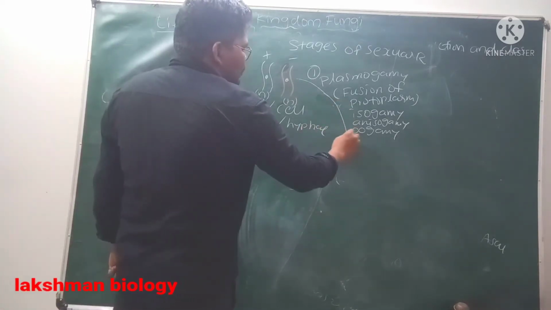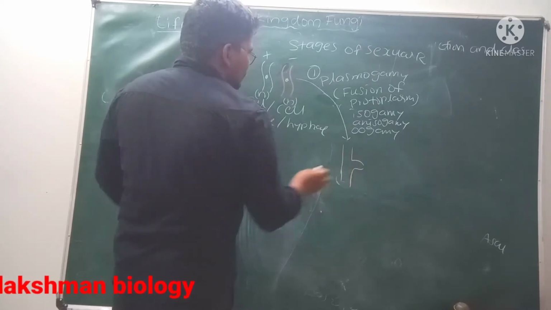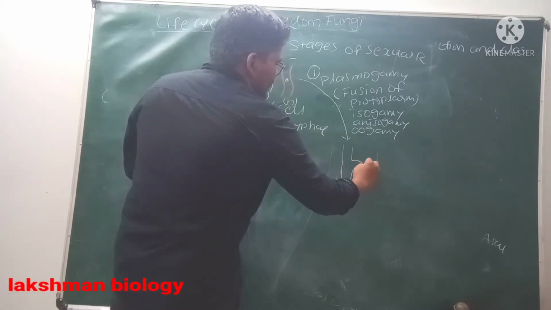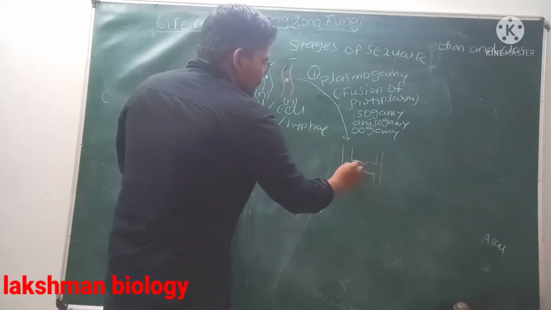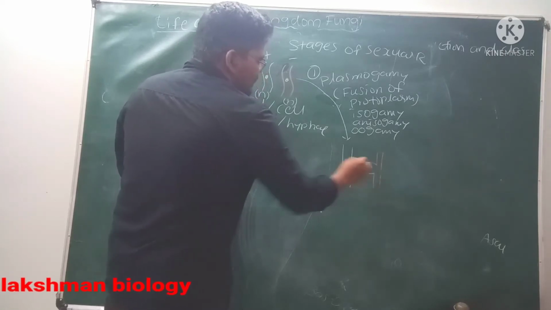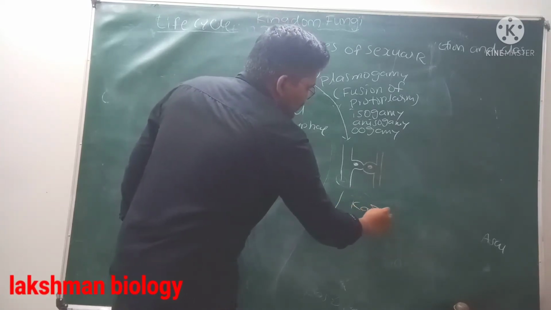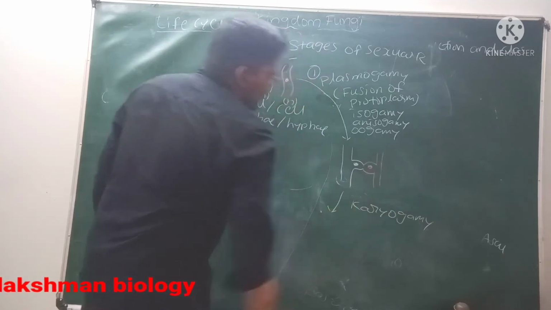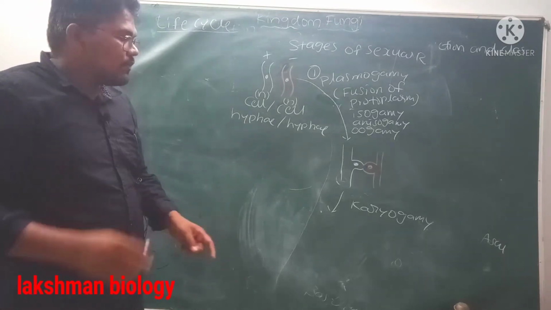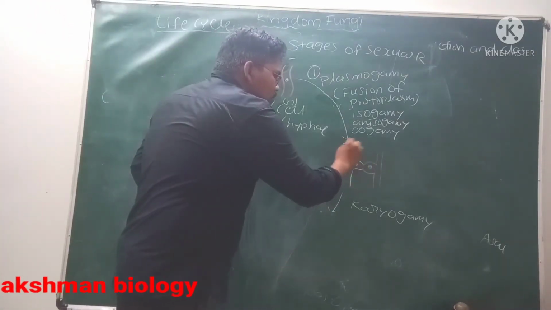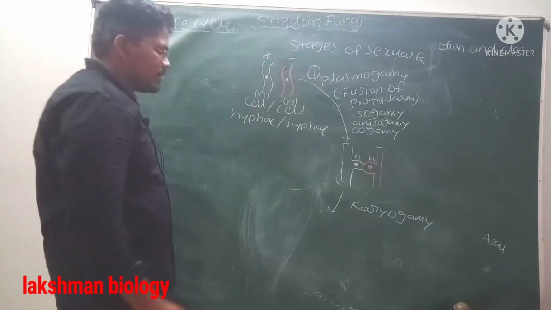See, after the plasmogamy what happened? This is one cell or one hypha. Here it is one cell or one hypha. We can see the fusion of a nucleus. After the fusion of the protoplasm, the second stage of sexual reproduction is karyogamy. What is karyogamy? Karyogamy means fusion of nuclei. Here these are the two strains, each one containing a haploid nucleus. If both nuclei are fused, that is called karyogamy.